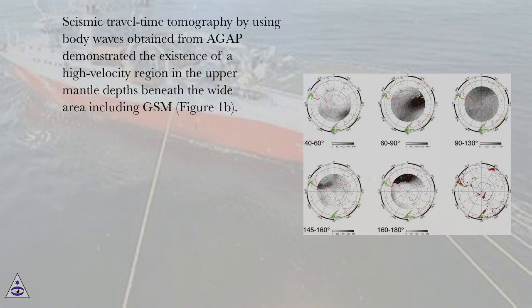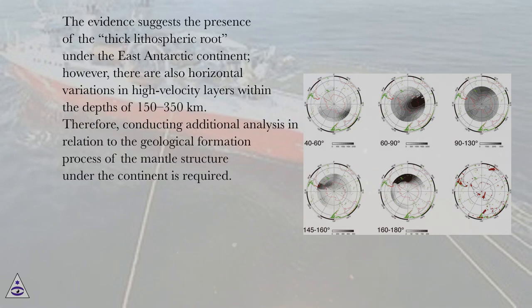Seismic travel time tomography by using body waves obtained from AGAP demonstrated the existence of a high-velocity region in the upper mantle depths beneath the wide area including GSM, Figure 1b. The evidence suggests the presence of the thick lithospheric root under the East Antarctic continent. However, there are also horizontal variations in high-velocity layers within the depths of 150 to 350 kilometers. Therefore, conducting additional analysis in relation to the geological formation process of the mantle structure under the continent is required.